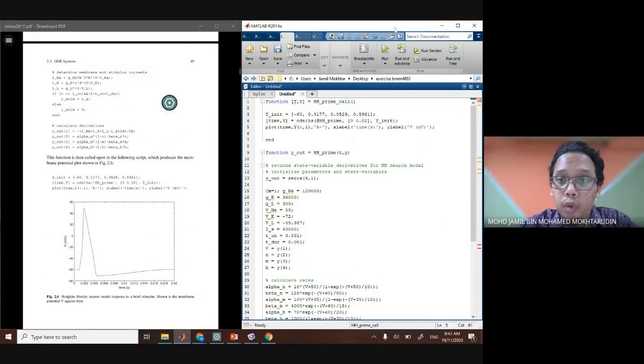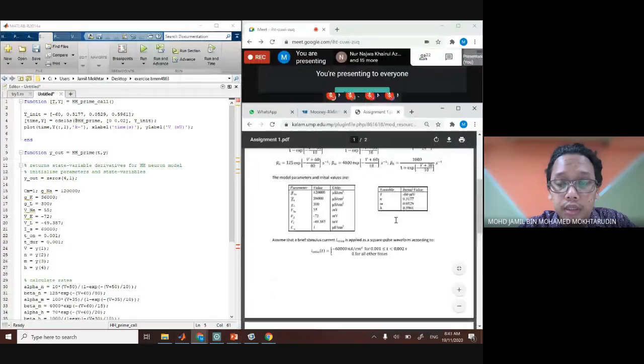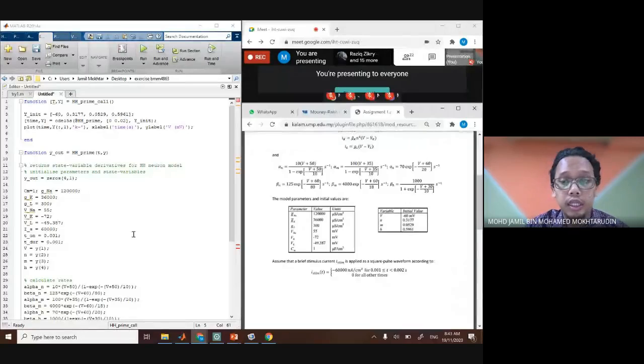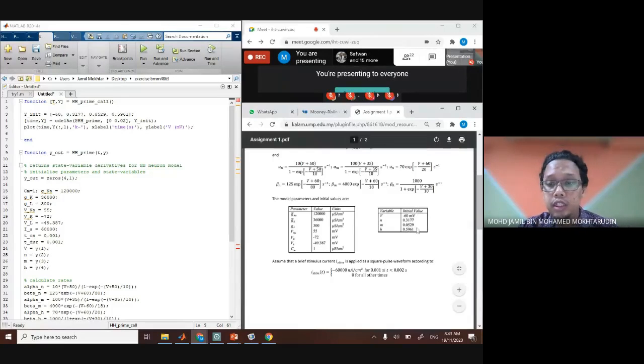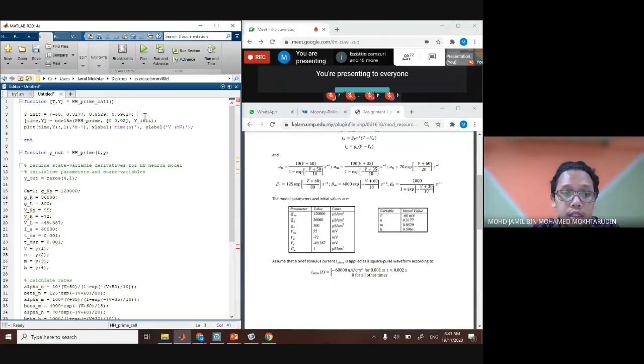Okay, so after copying the code, then you check for the parameters whether it's correct or not. Okay, so the initial value, it's this one. This line here is your initial values. Okay, so it seems that everything is correct.